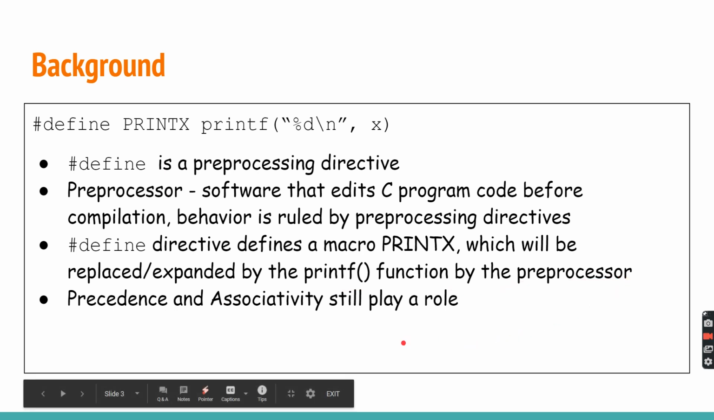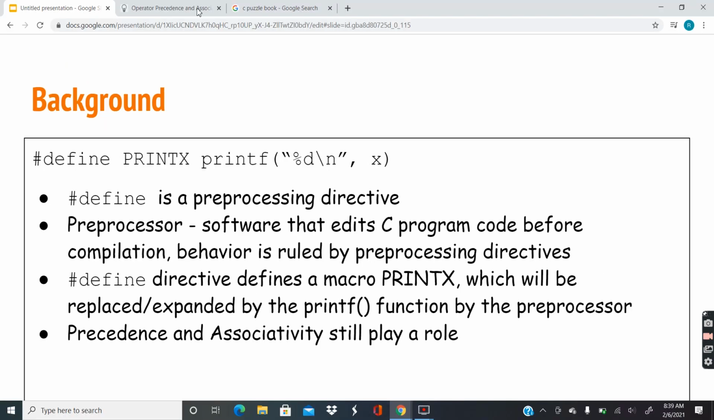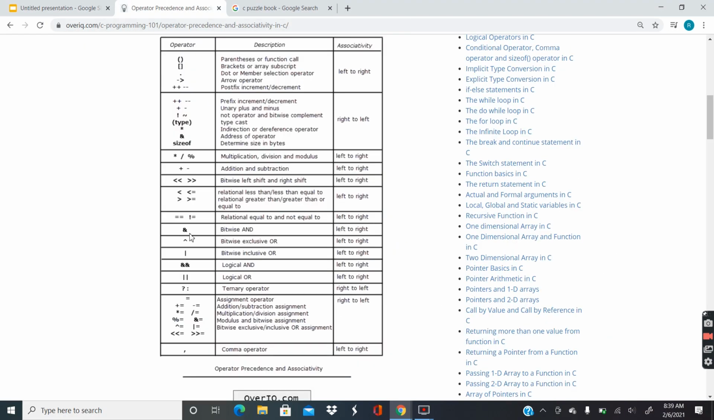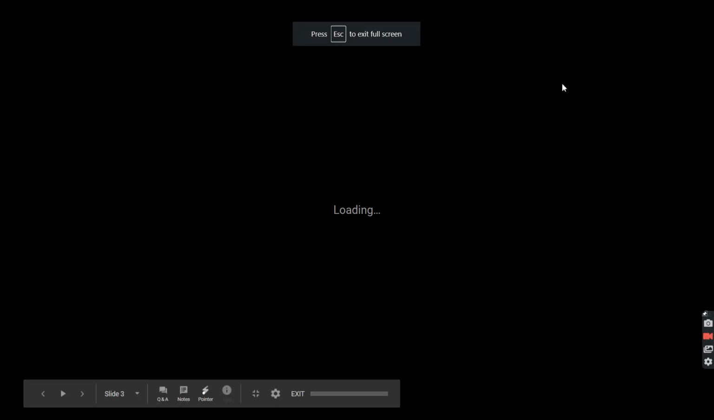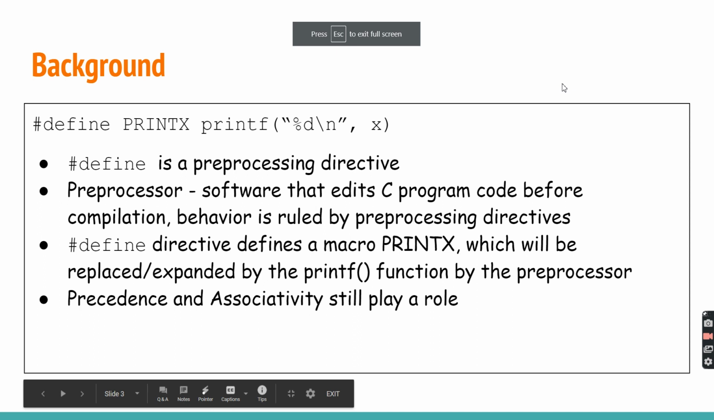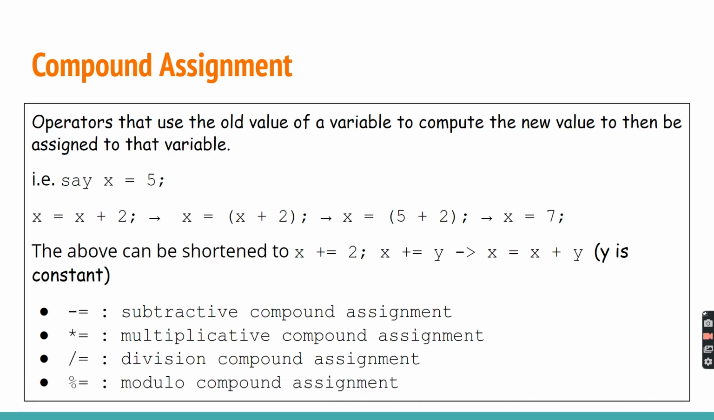Once again, before jumping into these programs, precedence and associativity still play a big role. So when solving these puzzles, we've got to once again look back at our operator precedence and associativity table to make sure we're following the rules of the level of precedence. The compound assignment will be the main focus of this puzzle.